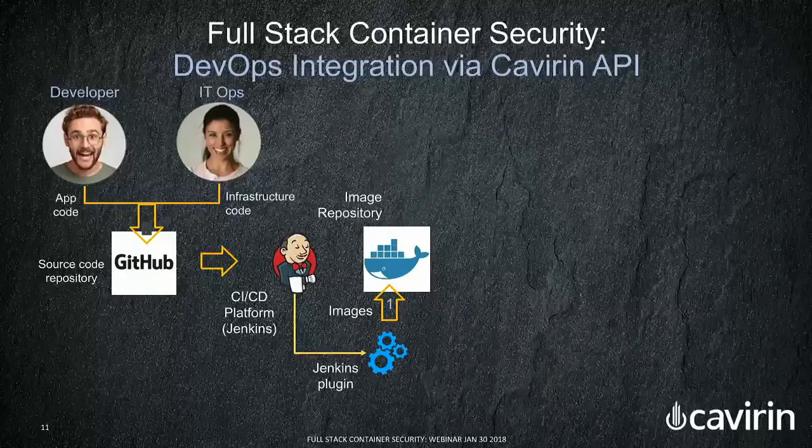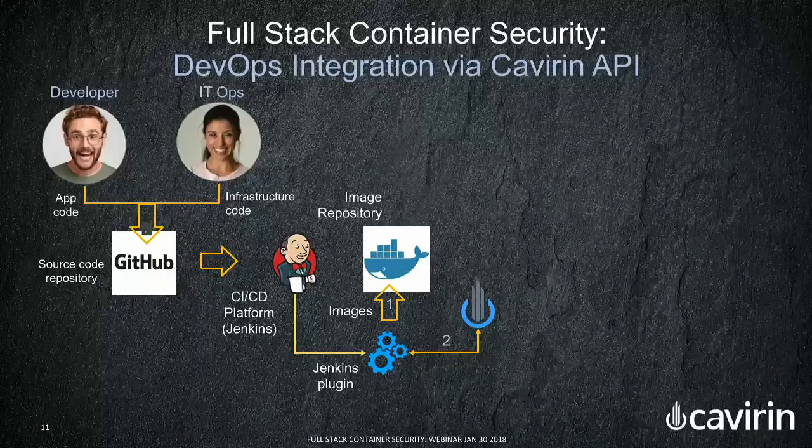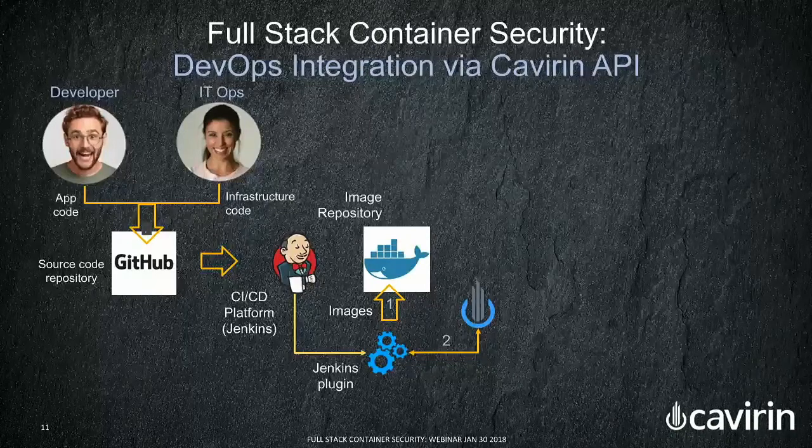At that point, Jenkins is an example of a CI/CD platform, or it could be Bamboo as well. So the CI/CD platform kicks in, and the Jenkins plugin is essentially constructing the images and pushing them into an image repository like Docker Hub that you see on this slide. Now at that point, you can actually invoke the Cavirin plugin for your CI/CD environment. So Cavirin is an API-driven environment. What Vaidehi will show you is a sample plugin that we've written, but the APIs are fully documented. You can do pretty much whatever you want and write your own plugins if you like.